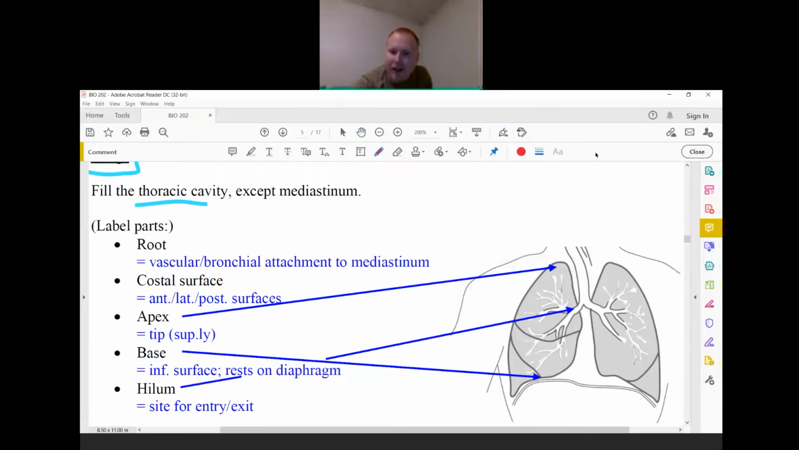So let's add our heart here. You remember it was this cone-shaped structure. And then we have a bunch of vessels there. And you'll actually notice that the heart takes a little bit of space away from our left lung. So the left lung is going to be smaller for that reason. There's a few structures that I've listed here.